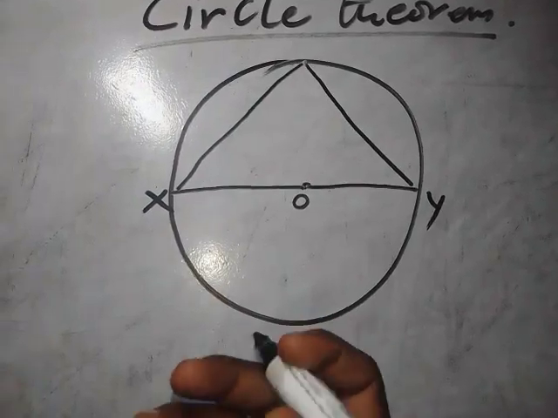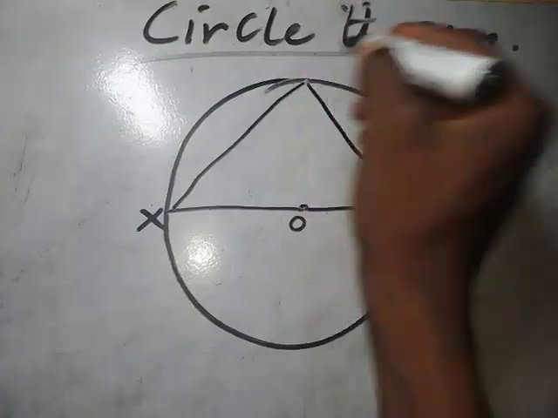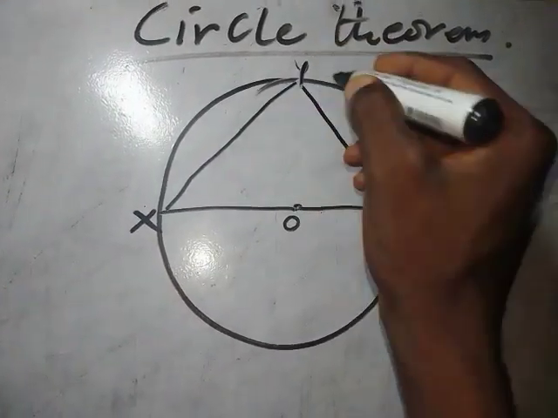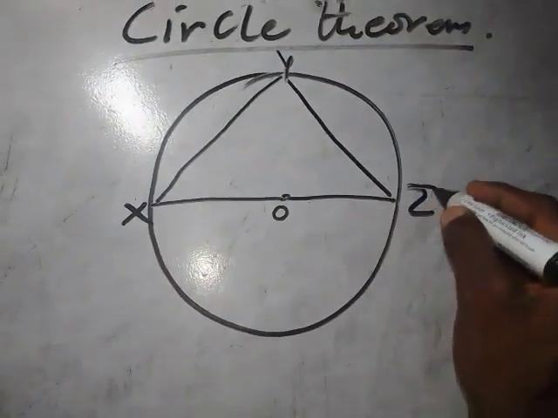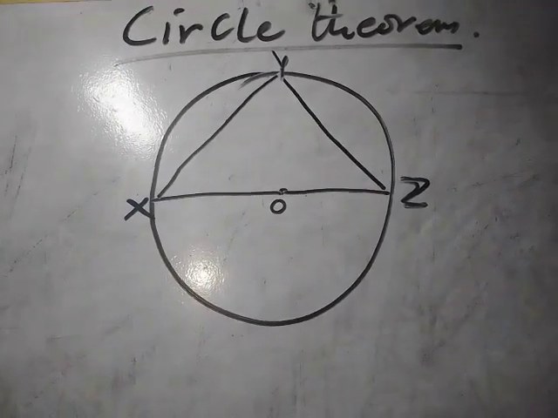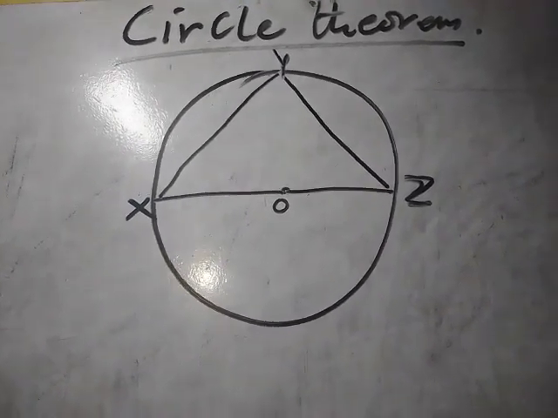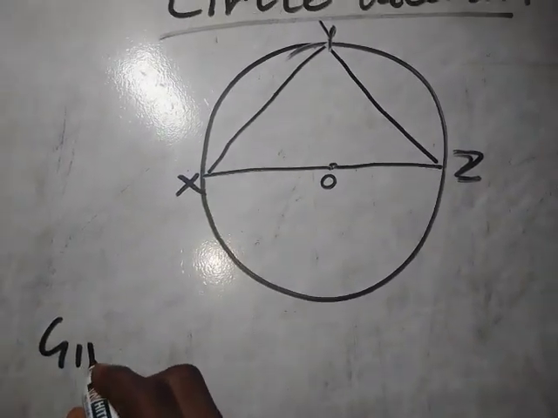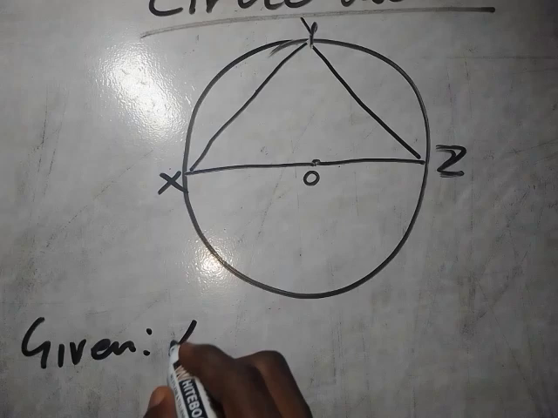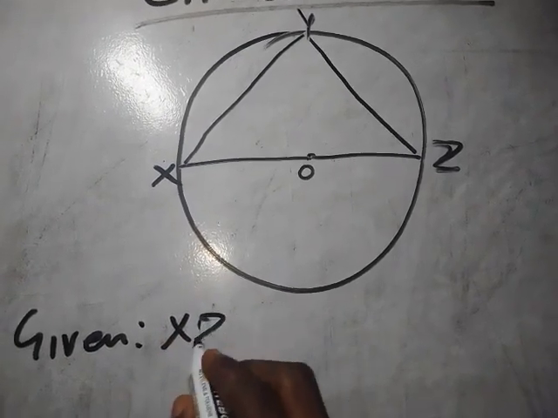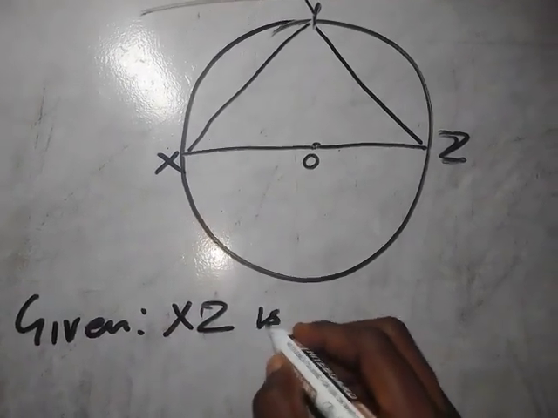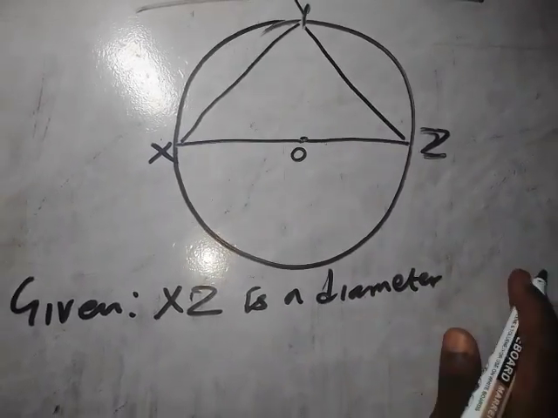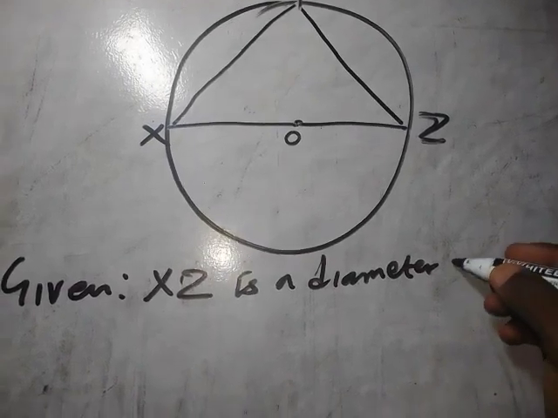Now let's prove this theorem here. I can call this x, y, z. Okay, this is z. So let's prove this theorem. Given that xz is a diameter of a circle with center O.